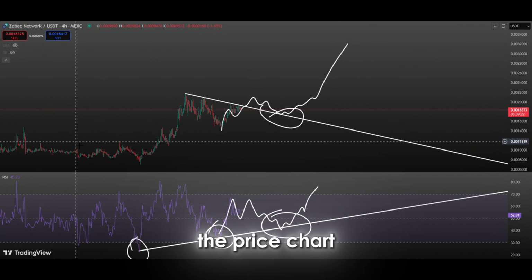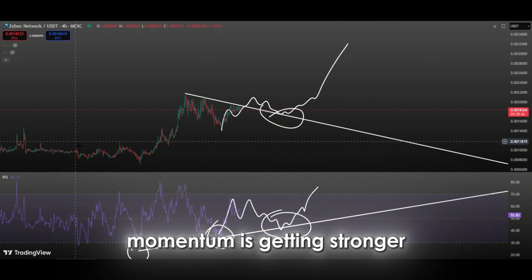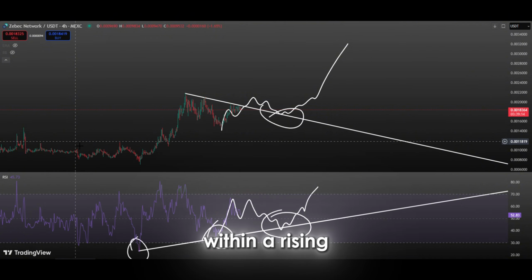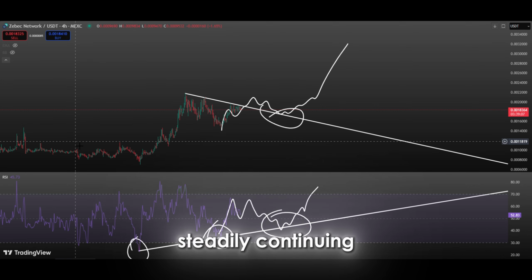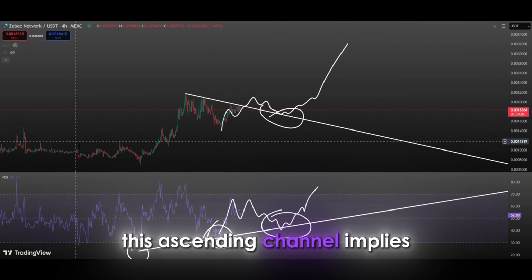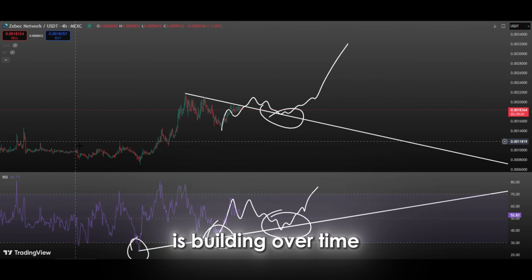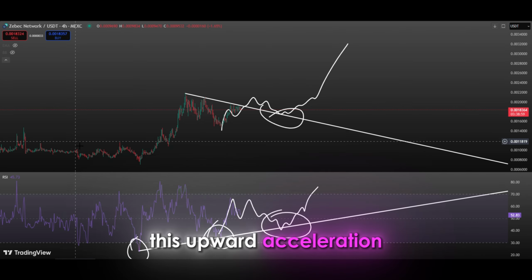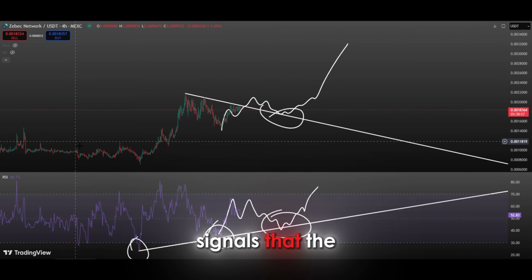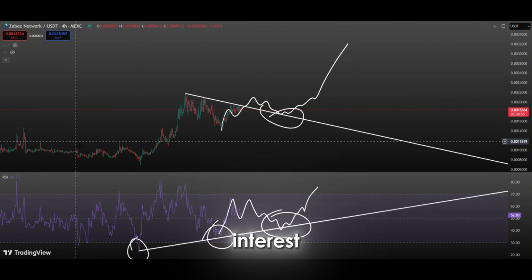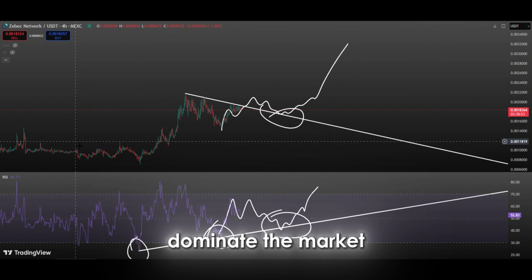Taken together with the price chart, a clear uptrend has formed on the RSI indicator, indicating that the positive momentum is getting stronger. The RSI moving within a rising trend channel is a strong signal that the market is moving away from the lows and that an upward trend is steadily continuing. This ascending channel implies that the price is forming higher lows and higher highs, meaning that momentum is building over time. This upward acceleration of the RSI signals that the market is attracting more buying interest and that buyers are starting to dominate the market.